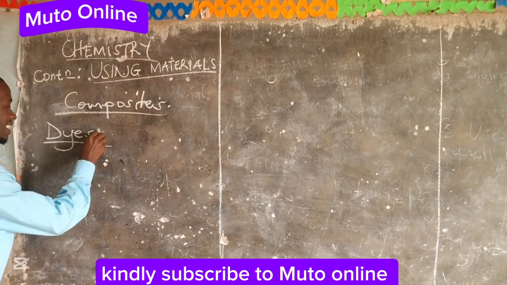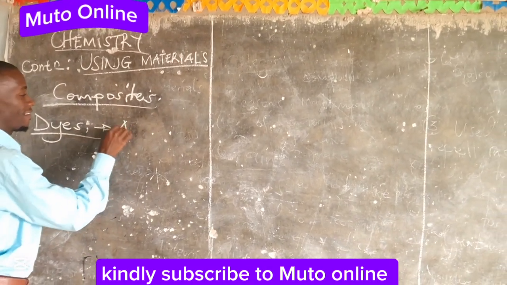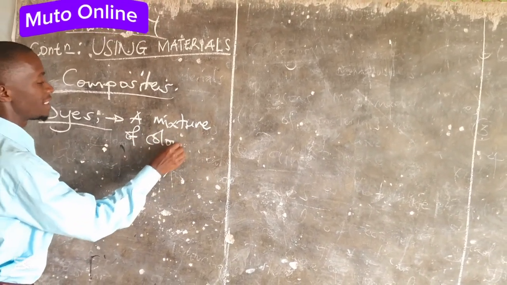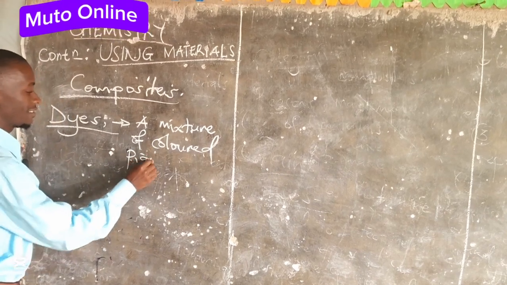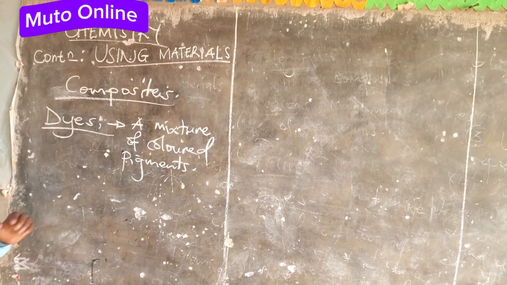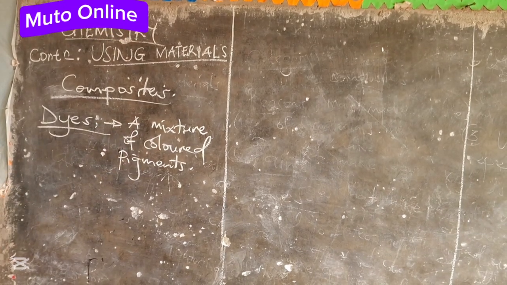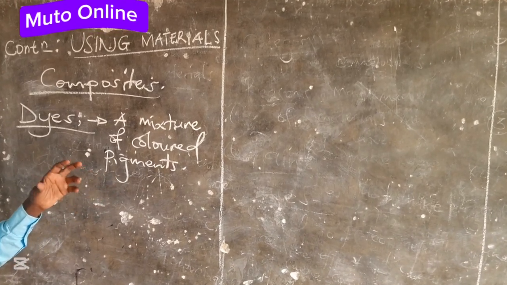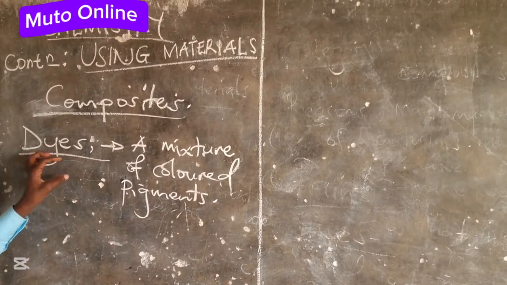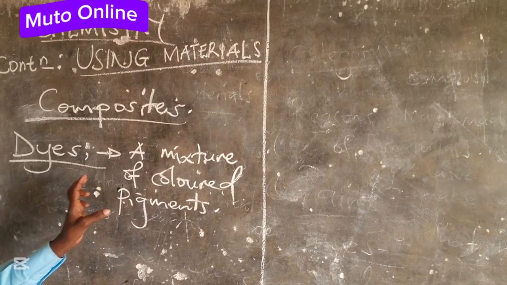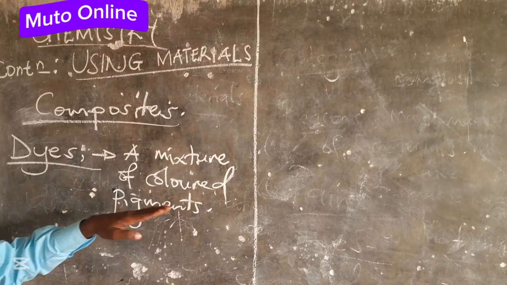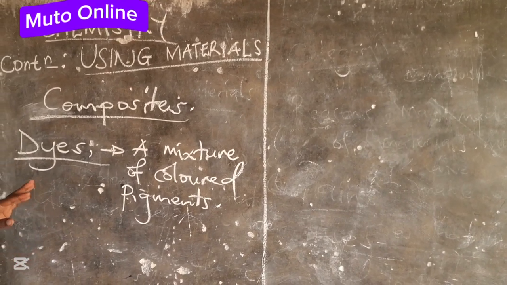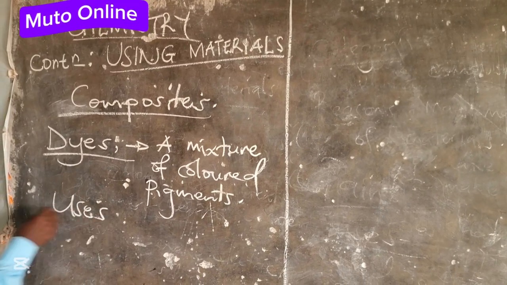A dye is simply a mixture of colored pigments. Dyes are simply mixtures of colored pigments. The dyes are used commonly in powder form, solid form, and have different appearances, but they are always going to be mixtures of colored pigments. They have a wide range of use in daily life, of which these are some of them.